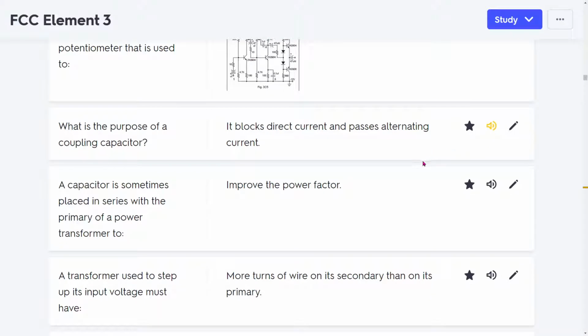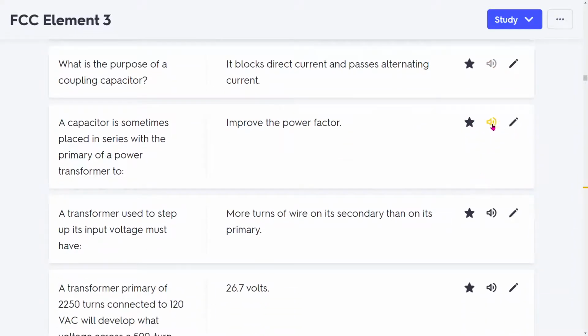What is the purpose of a coupling capacitor? It blocks direct current and passes alternating current. A capacitor is sometimes placed in series with the primary of a power transformer to improve the power factor.